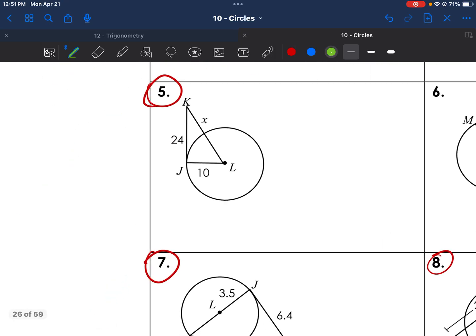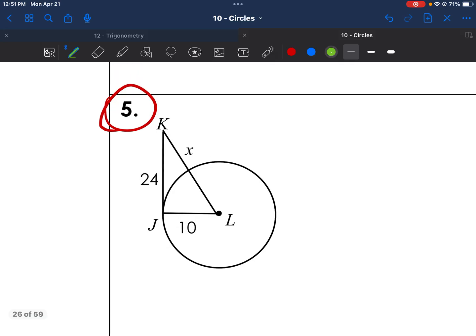All right, let's keep going. Number 5. All right, so for number 5, once again, we're assuming that JK is tangent, so that means we should have a right angle right here. I've got two side lengths at the moment, 10, 24.